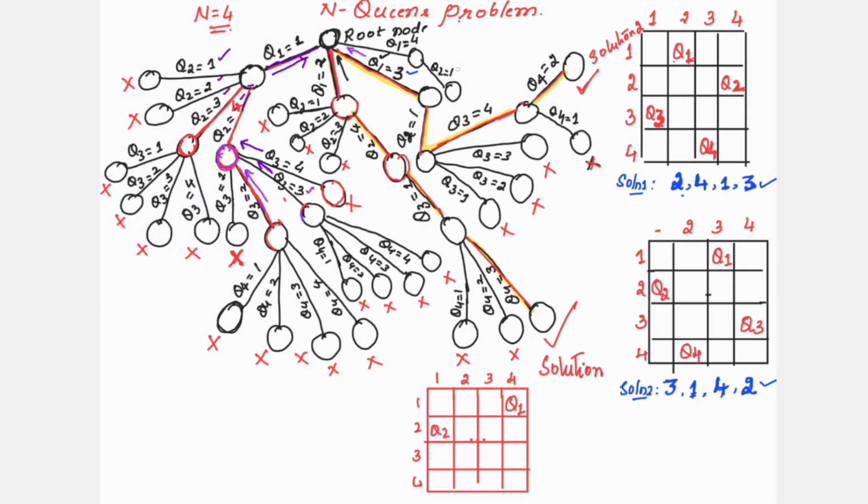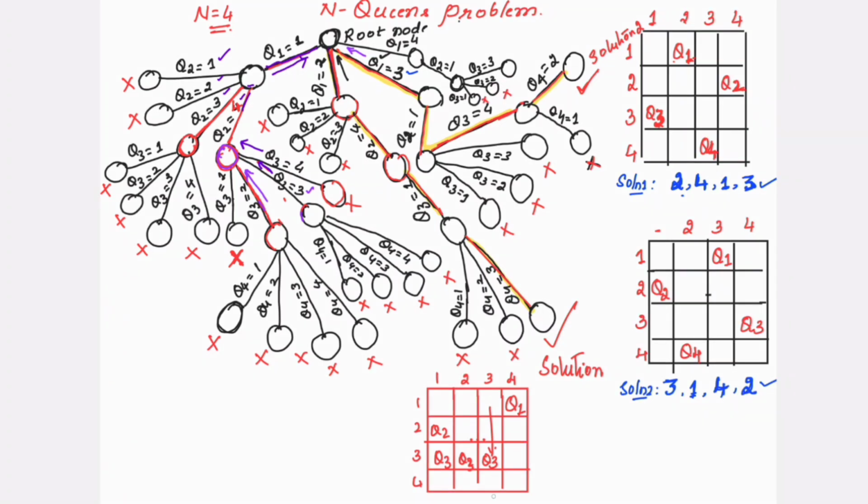q2 equal to 1. Then next q3. From q2 equal to 1, we are checking for q3. Can we place it here? Not possible. Here, not possible. Here, can we place it in the third? Yes, we can place it. So q3 in the first and second column are not possible. Third is possible, that we need to show. So q3 equal to 3. This is not possible for q3 equal to 1 and q3 equal to 2.